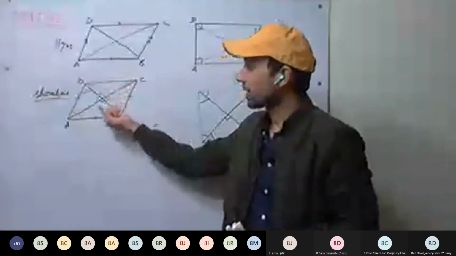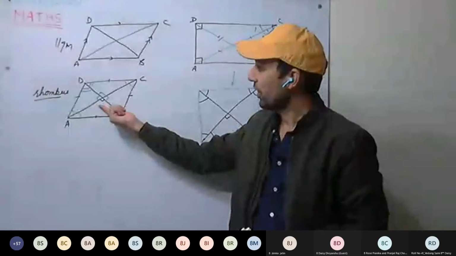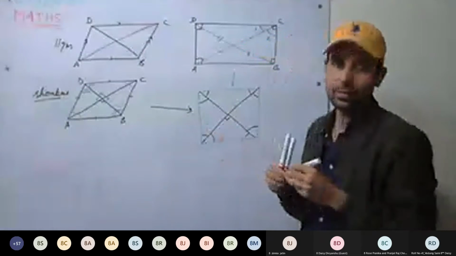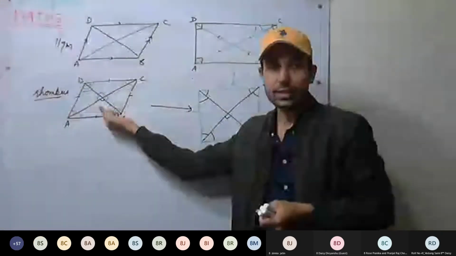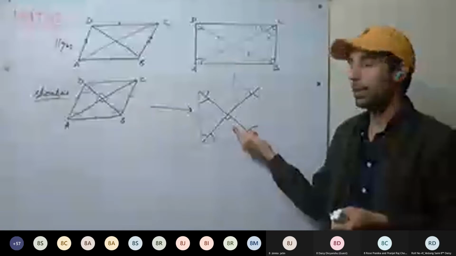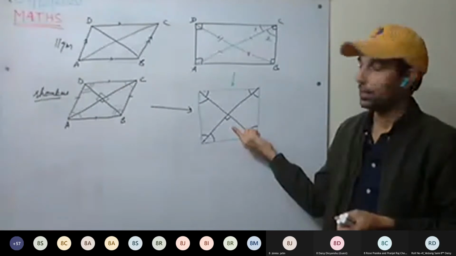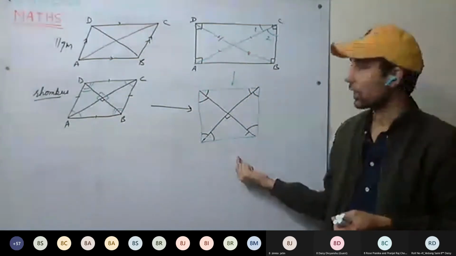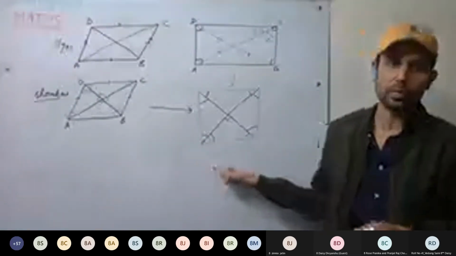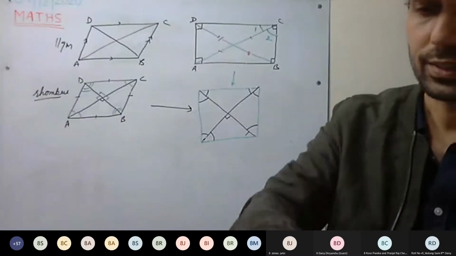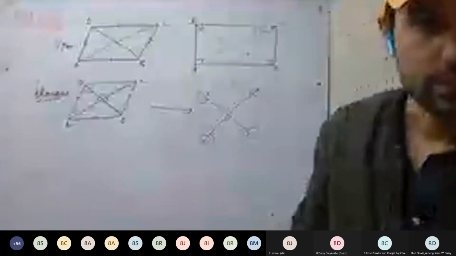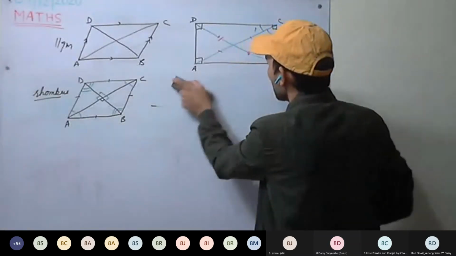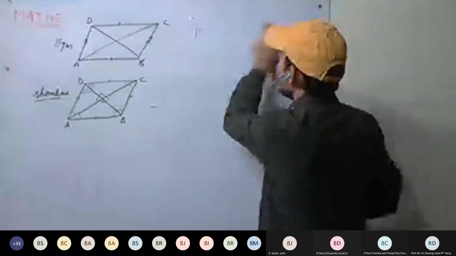Now in a rhombus, diagonals are not equal. If diagonals become equal, then the rhombus will become a square, and the angle will be 90 degrees in a square. We'll be discussing them again tomorrow. We'll be comparing all the properties. They are very important. So revise whatever we have studied. You must remember the properties.